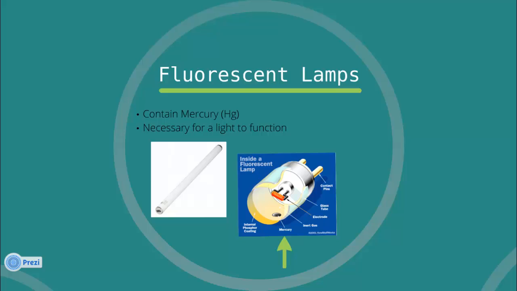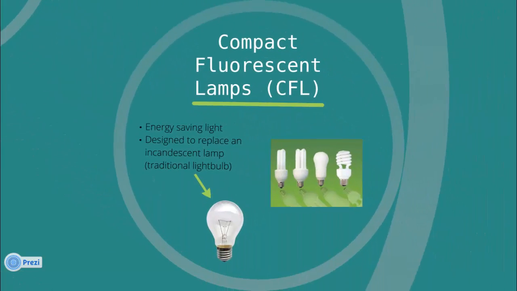Fluorescent lamps. CMU purchases low mercury containing lamps. All fluorescent lamps contain some amount of mercury. Compact fluorescent lamps, or CFLs, are more efficient and energy saving. They were designed to replace incandescent lamps, or traditional light bulbs.